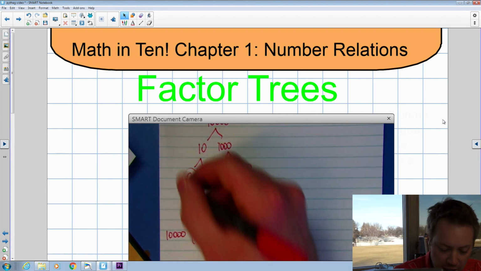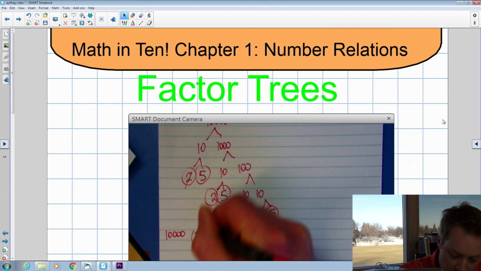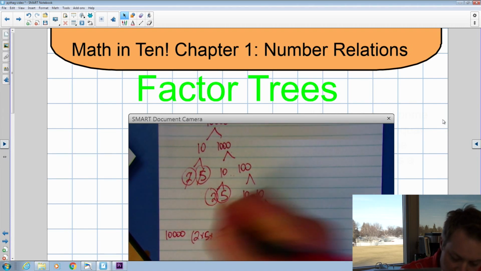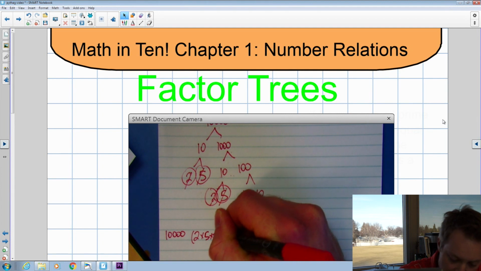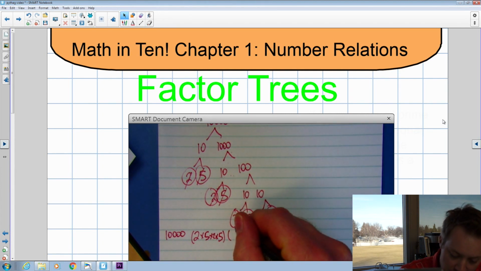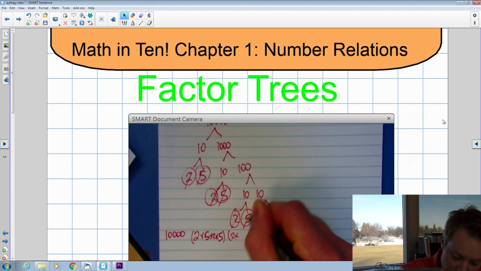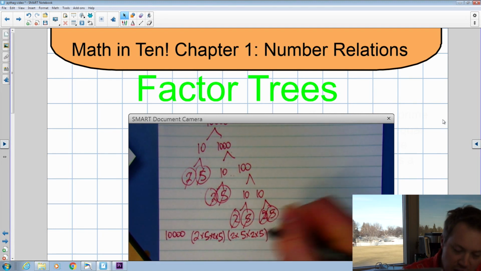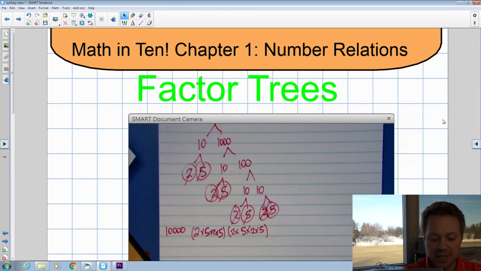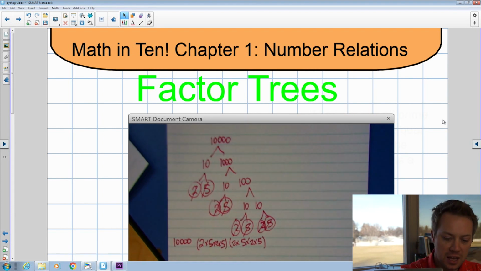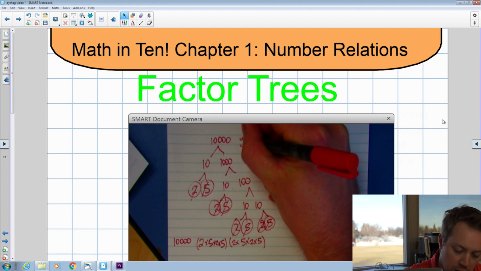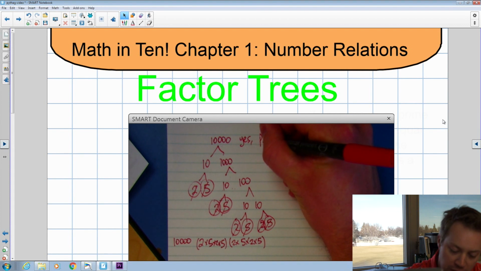So let's try and do that. I'm going to use this 2 and use this 5. I'm going to use this 2 and I'm going to use this 5. Then I'm going to use this 2, this 5, this 2, this 5. And you can see there that because I've got two groups that are the exact same, I've got a perfect square. So you can come back up and say, yes, 10,000 is a perfect square.